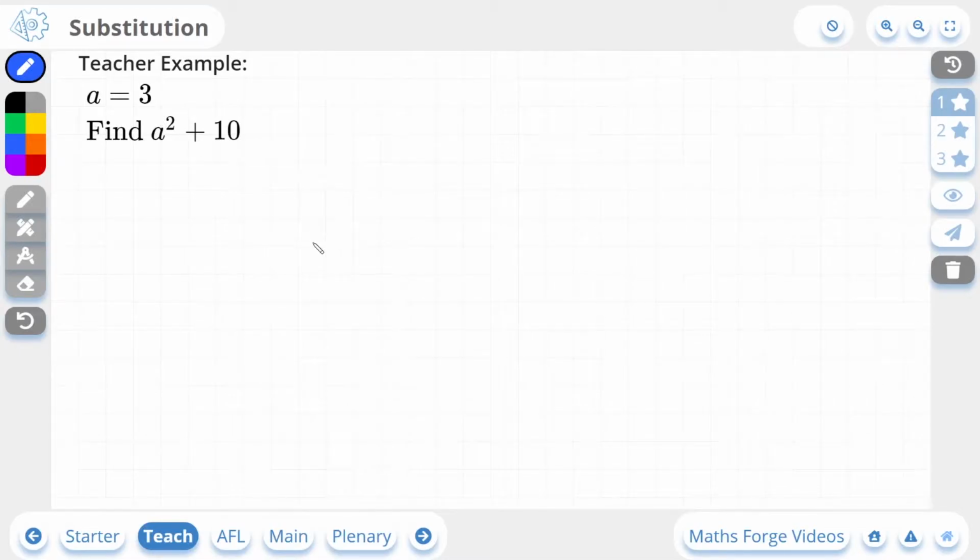Hi everyone, this is Jack from Maths Forge, and in today's lesson we're going to be doing substitution. So let's take a look at our first example.